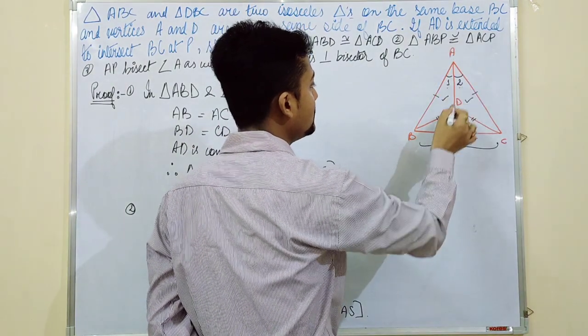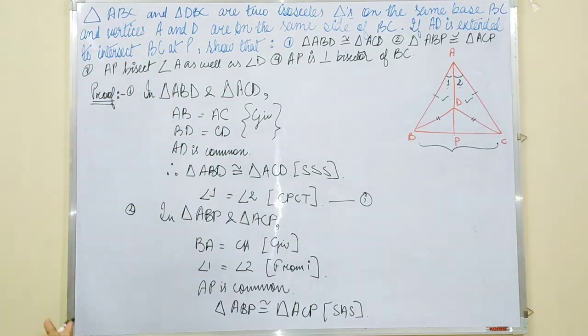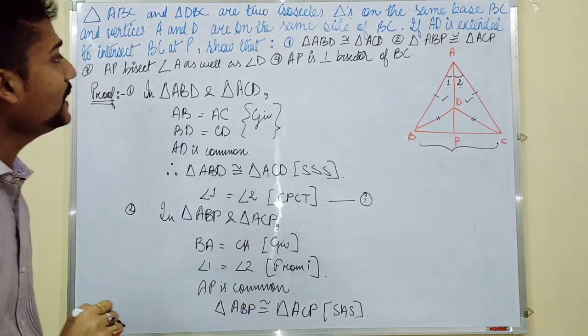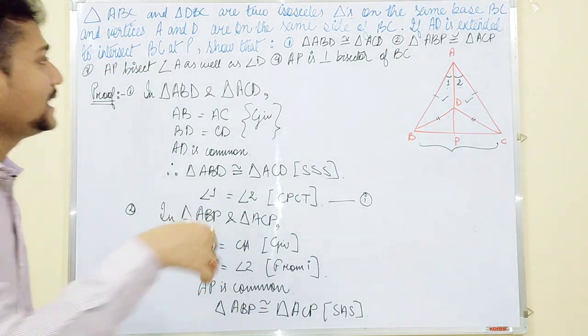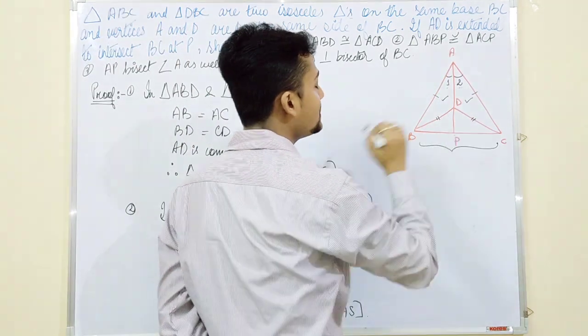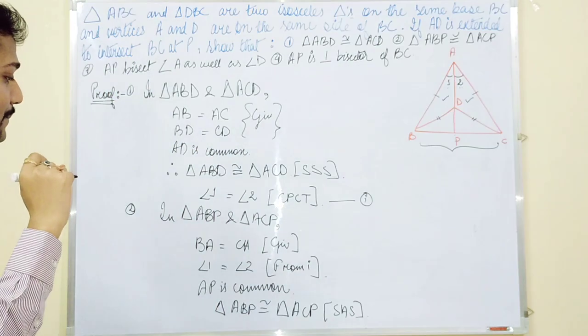This is equal to this. If we are able to prove this, then we will be able to prove that AP bisects angle A as well as angle D. And next, what is being asked? AP is the bisector of BC, the perpendicular bisector of BC.